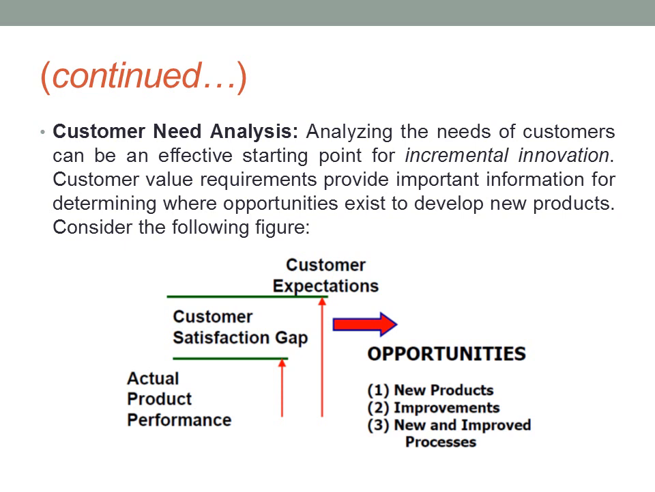Here the key thing is to identify the customer value requirements, what the customers really want from us, and such customer value requirements can be identified by studying the customer expectations and the actual product performance. The gap will be known as customer satisfaction gap, and such customer satisfaction gap can be fulfilled by number 1, offering new products, by ensuring number 2, improvements, number 3, by new and improved process.